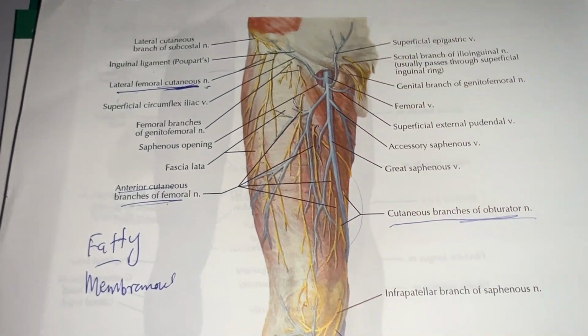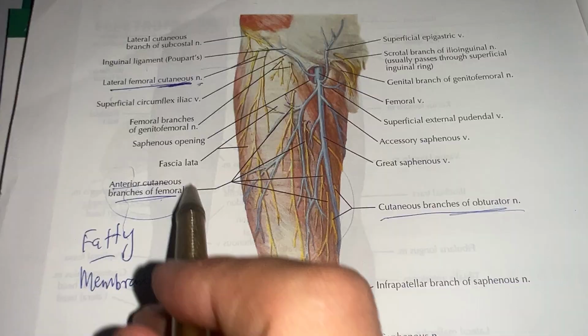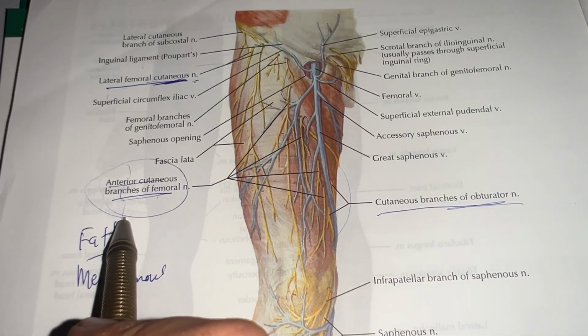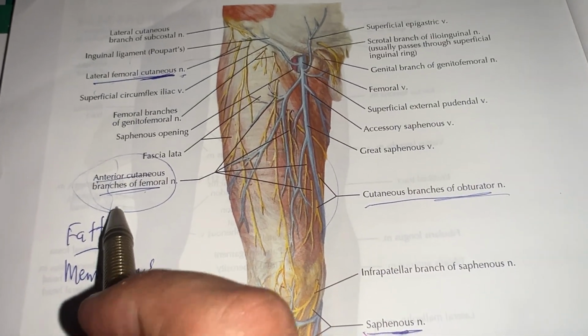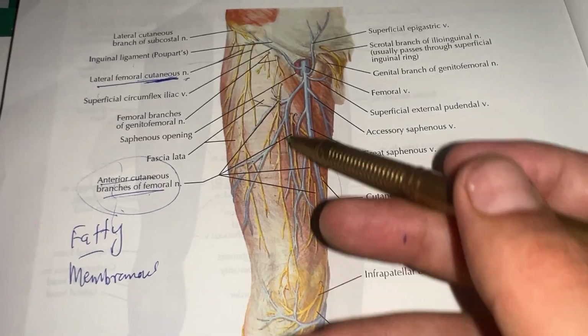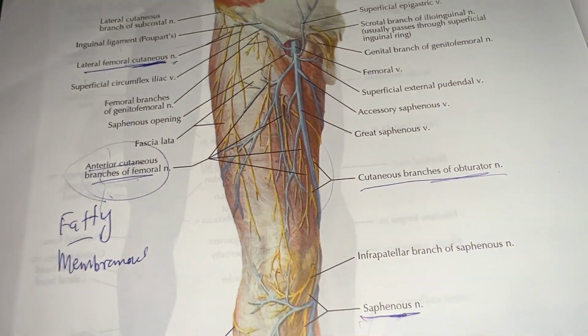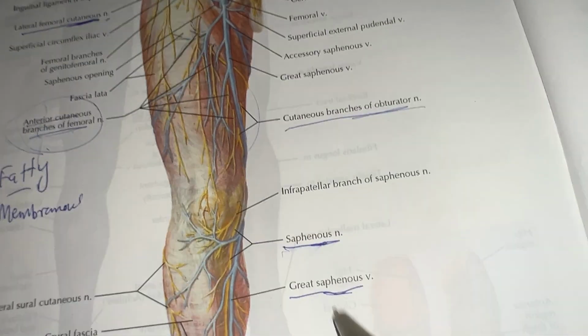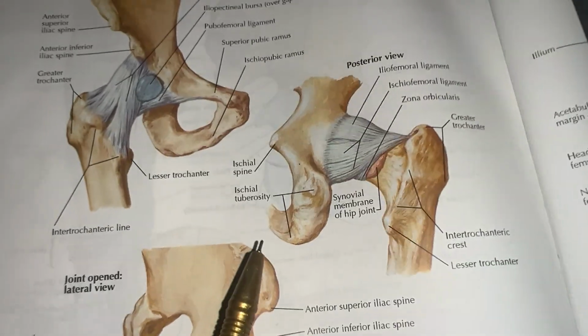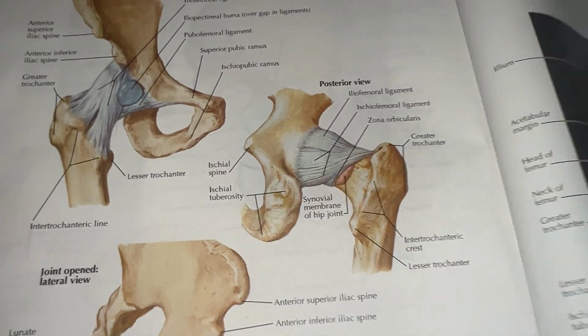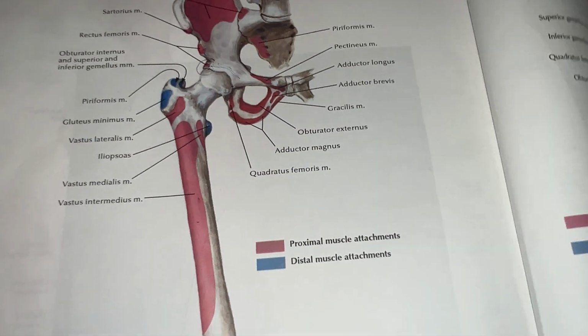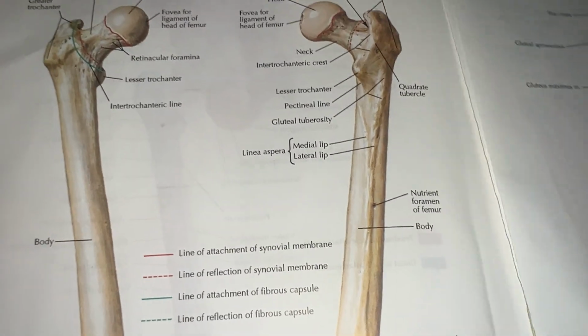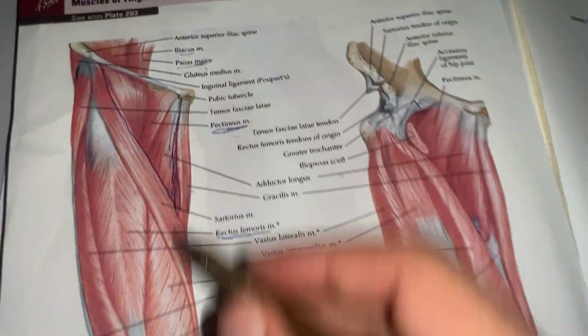The cutaneous branches we have already seen. These are the anterior cutaneous branches of the femoral nerve. Okay, so it has the medial cutaneous branch, the intermediate cutaneous branch, and also the saphenous nerve is a cutaneous branch of the femoral nerve. It also gives branches that give innervation to the thigh and the hip joint.